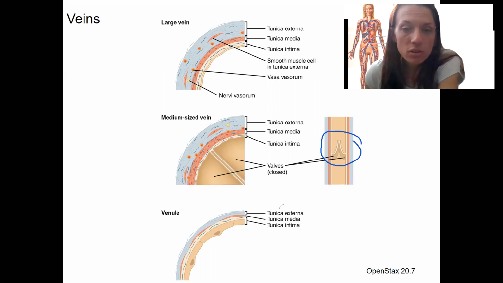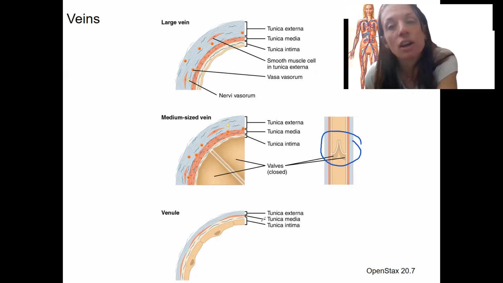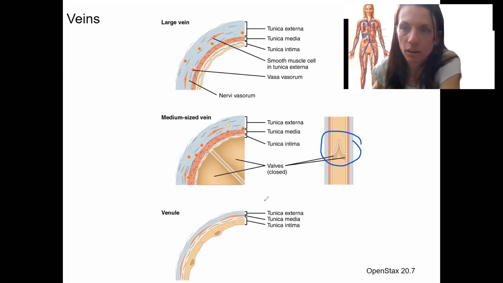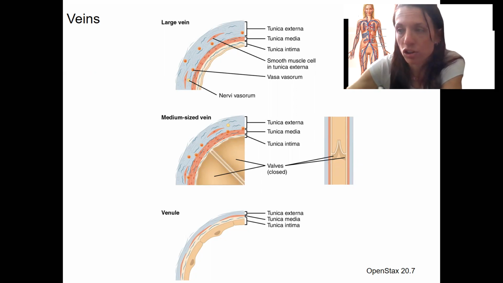And lastly, venules are just going to be smaller. They're thinner overall, each layer is thinner. So that's all about veins in terms of histology. You'll compare them to arteries, or you already have in lab. So what we want to talk more about veins though is their function.